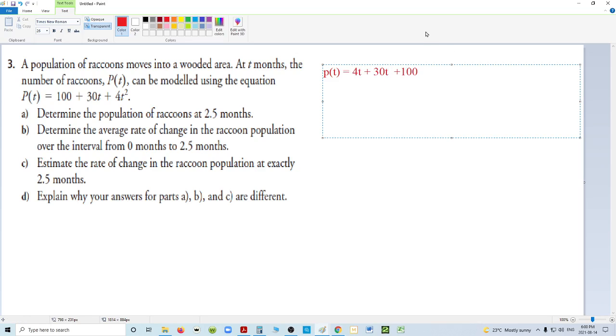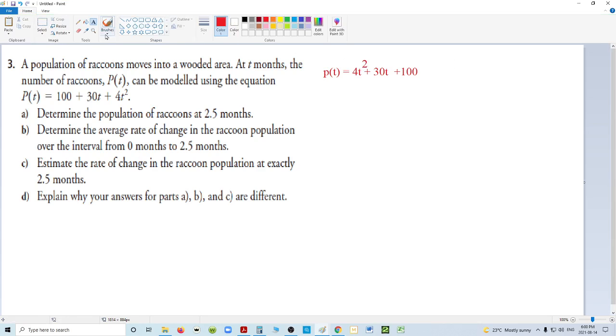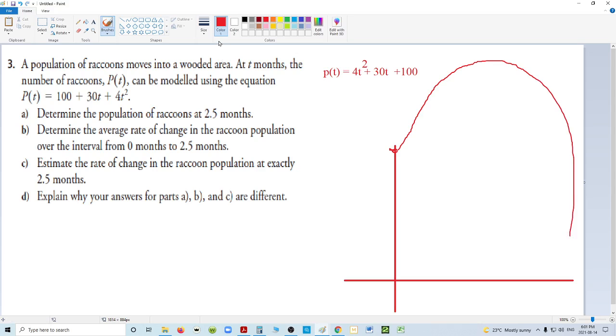So what kind of graph is this? It's a parabola. Is it facing up or down? It's facing up. Where's its y-intercept? Its y-intercept is at 100. So that means at time 0, we're starting with how many raccoons? 100. What do you think it's going to do? It's probably going to go up and then descend. It's only interested in 2.5 months.